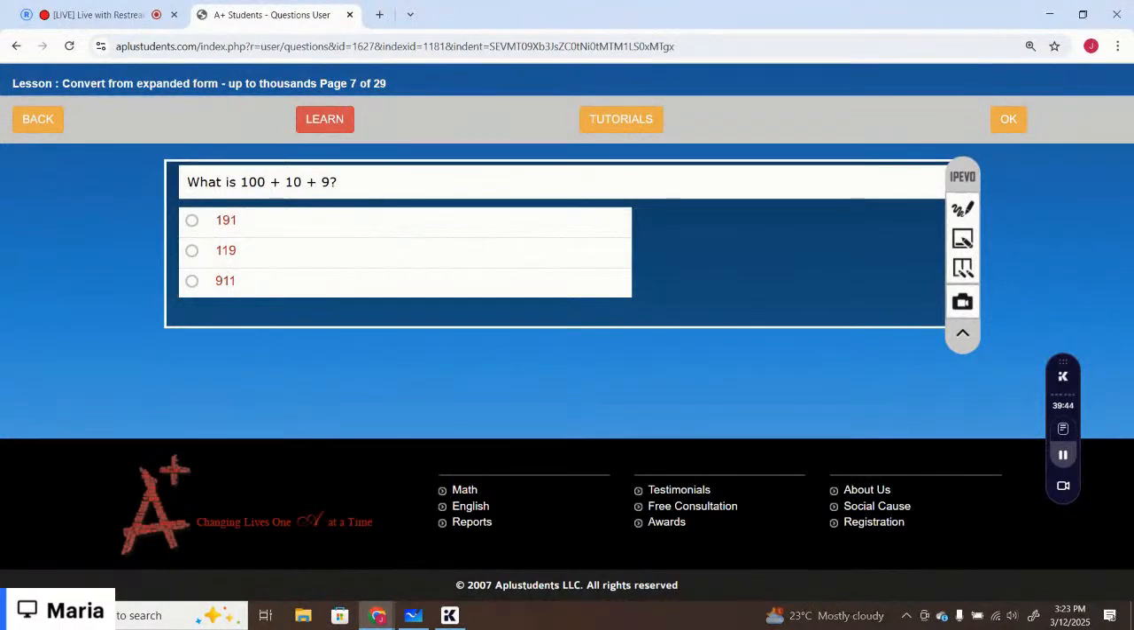What is 100 plus 10 plus 9? That is 119. Option number two is the correct option.